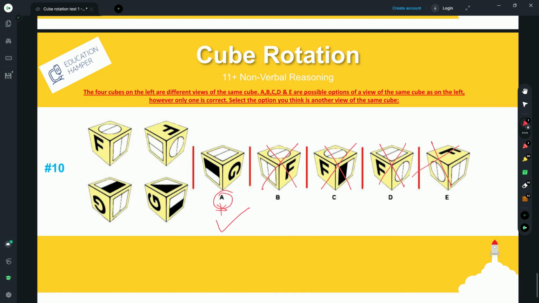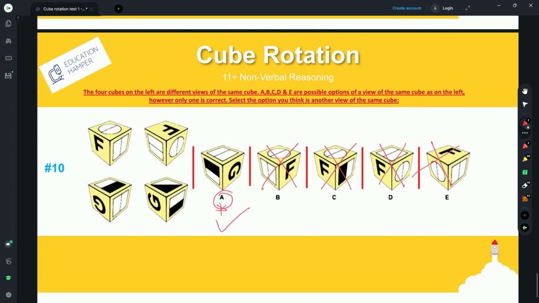So that concludes this video. We've gone through cube rotation questions 1 to 10. I will be making further videos with more examples. The more you do, the more you're able to attune yourself to these 3D rotational patterns, which will help in all the non-verbal reasoning. I hope you guys found this useful.